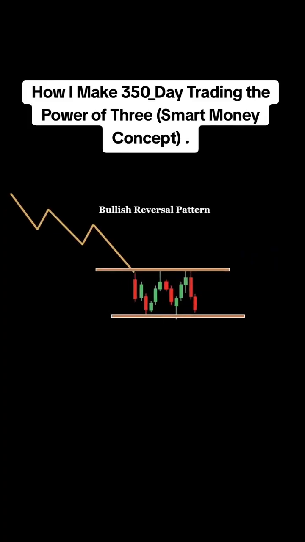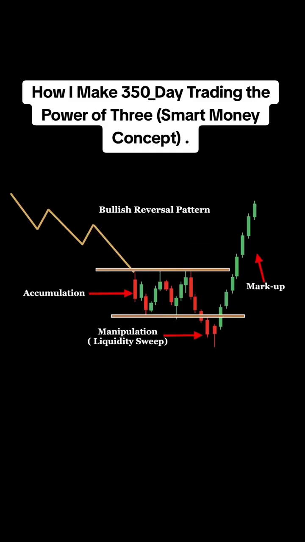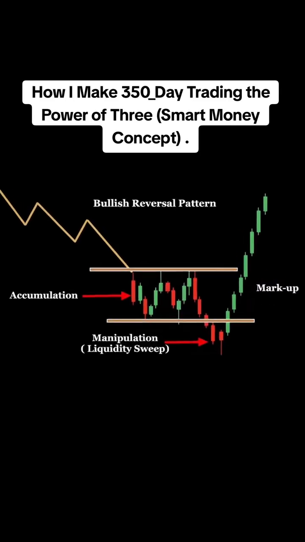Bullish reversal pattern. The bullish reversal pattern consists of 3 phases: accumulation, manipulation, and markup. This pattern typically appears at the end of a downtrend. In the accumulation phase, smart money builds long positions while the market consolidates. After accumulation, the manipulation phase follows, where a liquidity sweep occurs. Price briefly breaks below support, trapping retail traders, before closing back inside the range. The final phase is the markup, a strong bullish move in the opposite direction. As retail traders, our goal is to enter at the beginning of this markup to catch the upward trend.